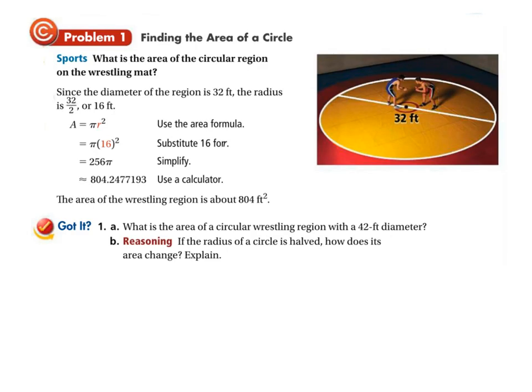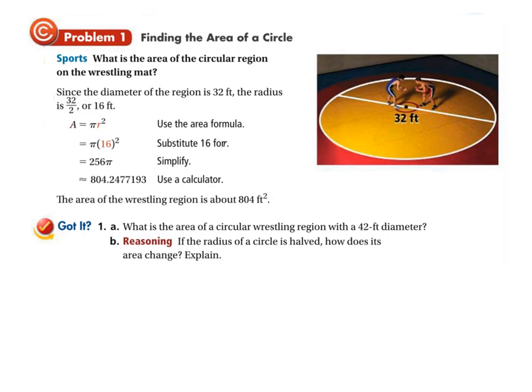All right, so finding the area of a circle. What is the area of the circular region, this yellow region, on the wrestling mat? Okay. Remember, we need the radius. Since the diameter is 32, this is showing you the entire diameter from one side to the other. The radius is half of that, or 16 feet, okay, because we want to use from the center to the edge. And we plug that number in.